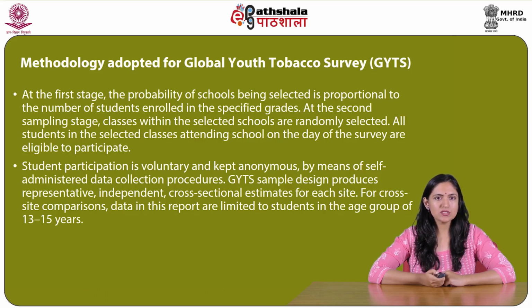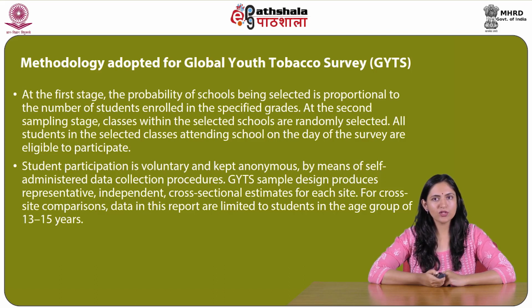GYTS uses a two-stage cluster sample design that produces a representative sample of students in grades associated with the age group of 13 to 15 years. The sampling frame includes all schools with any of the identified grades. At the first stage, the probability of schools being selected is proportional to the number of students enrolled in the specified grades. At the second sampling stage, classes within the selected schools are randomly selected. All students in the selected classes attending school on the day of the survey are eligible to participate.